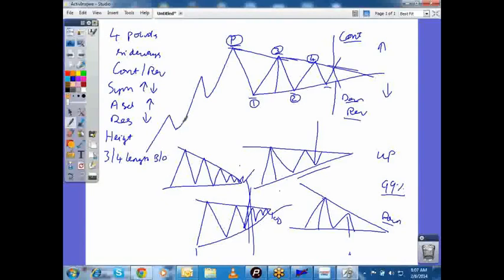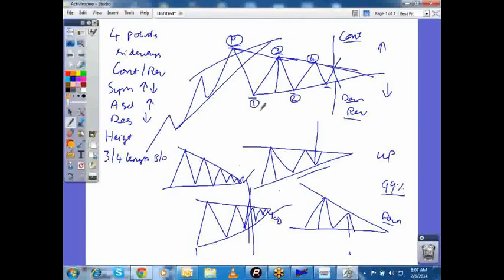Okay. There are people who draw triangles like this also. Now triangle means sideways market. This means trended market. So it's not there. It's not allowed. It's not a triangle.